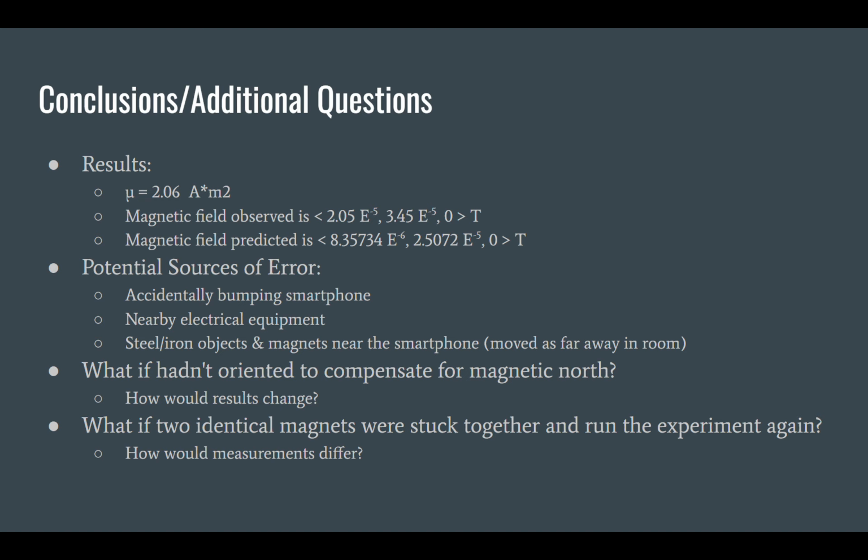And if two magnets were stuck together and the experiment run again, I would expect the x values to be significantly larger, but not necessarily 2 times stronger, and follow the same trend of the logarithmic graph.